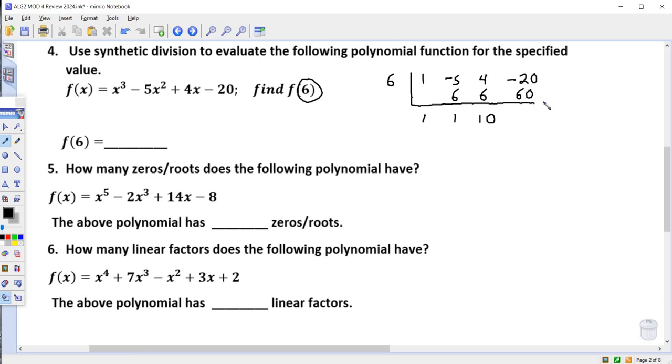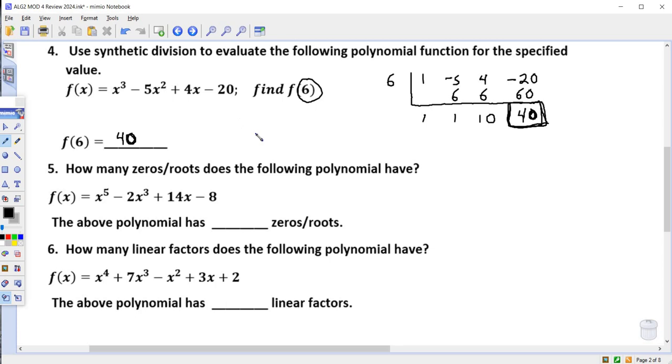And finally, we always start and end with adding down. We have negative 20 plus 60 is 40. And I'll put a box around that. This remainder number here is the only number that I'm interested in. And it says 40. If I plug in 6 in place of x in that function, I will end up with 40. So the answer for what is f of 6? The answer is 40. I'm not interested in that 1, and that other 10. Just the very last number, when you use that synthetic division to substitute.